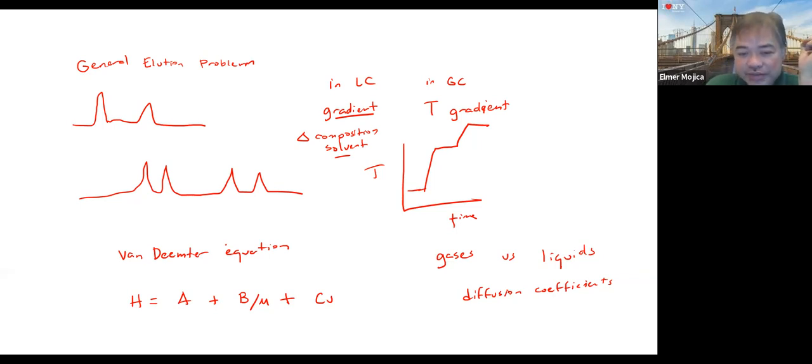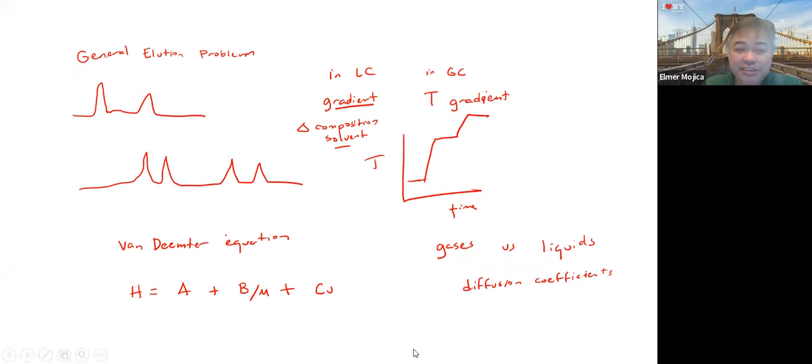Okay? Why is longitudinal diffusion a more serious problem? Because the diffusion of gas is very high. Okay? And that is also the advantage of supercritical fluid chromatography compared to LC and GC. Their diffusion rate is also higher. Okay? So the next one.